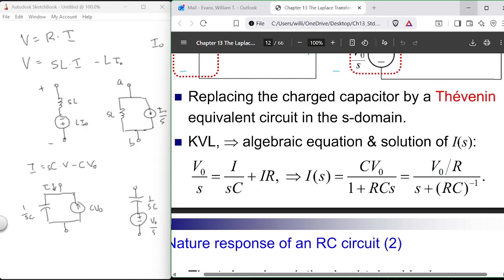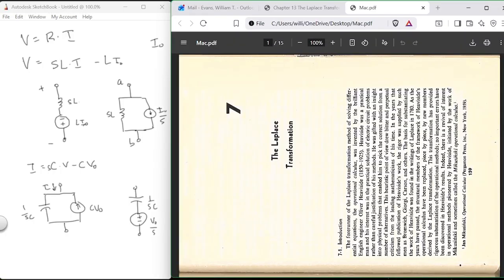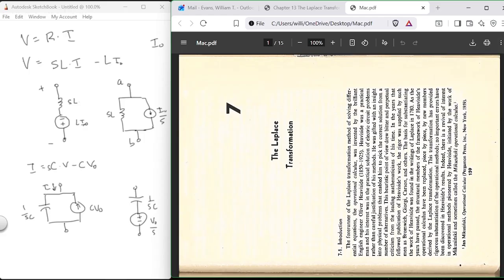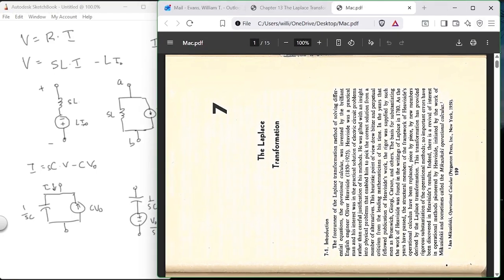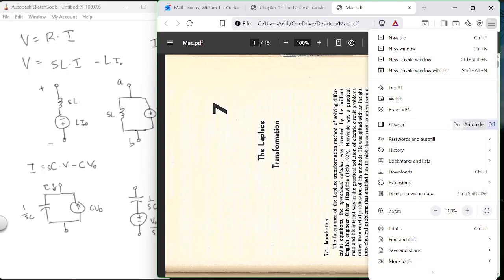Now I've got the Van Valkenburg text, which I copied, and I want you to use it for a little bit at least. We're going to look at it. This is my old text from back when.